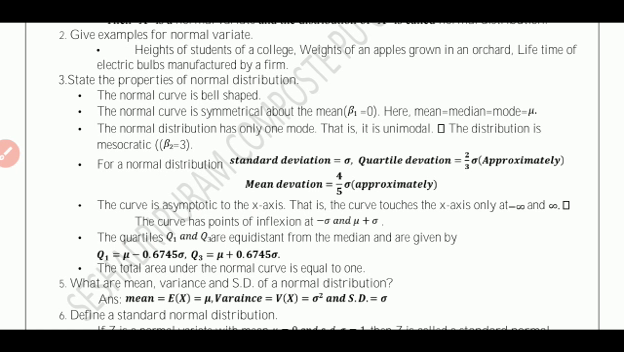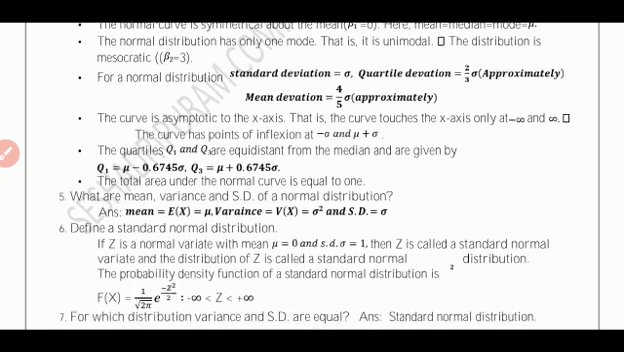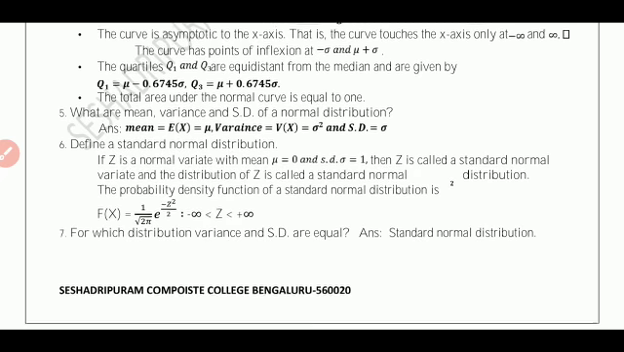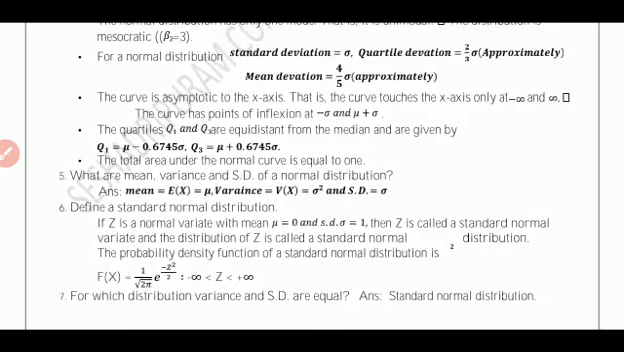Standard deviation is represented by sigma, quartile deviation is 2/3 sigma, mean deviation is given by 4/5 sigma, that is an approximate value. Then how Q1 is given, mu minus 0.6745 sigma, and Q3 is mu plus 0.6745 sigma. All these things, it's nothing but the properties itself.